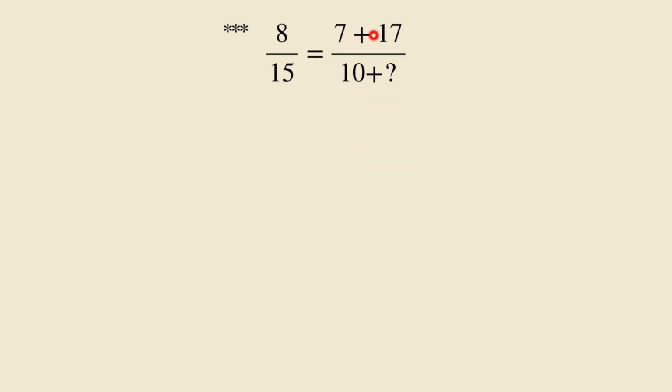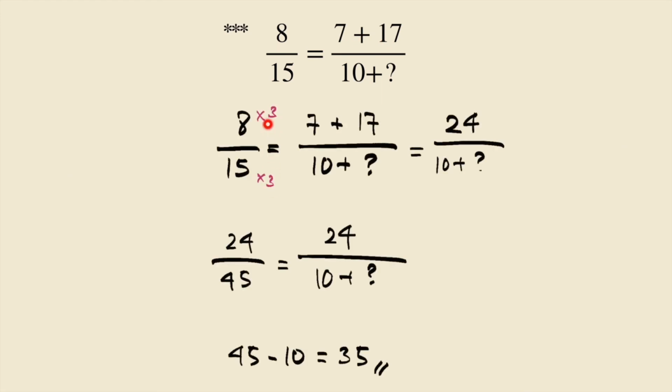8 over 15. Well, this here is 24. So we're going to times 3, top and bottom, giving us 24 here. And the bottom here is actually 45, is it not? This should be a 45. Okay, so what we have here is 45 minus 10, giving us 35.